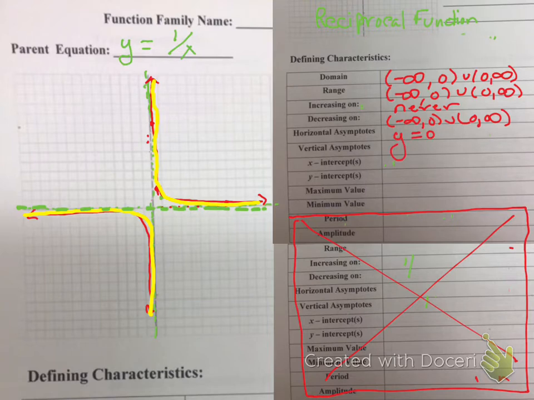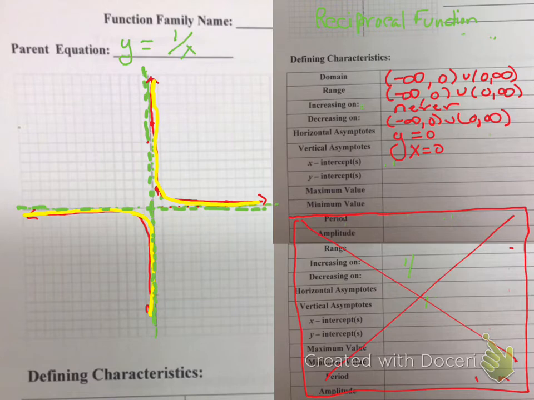It also has a vertical asymptote. A vertical asymptote is the y-axis. I'll go over it a little darker. So that's the line that it cannot cross. The vertical asymptote is x equals 0.